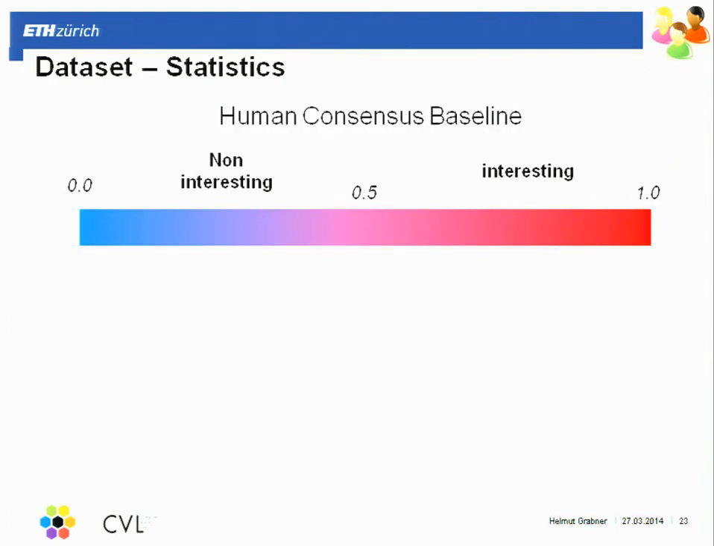How good is our ground truth? How good is our human consensus baseline? There's a standard measure, which is called the Cronbach alpha, and it ranges between 0 and 1.